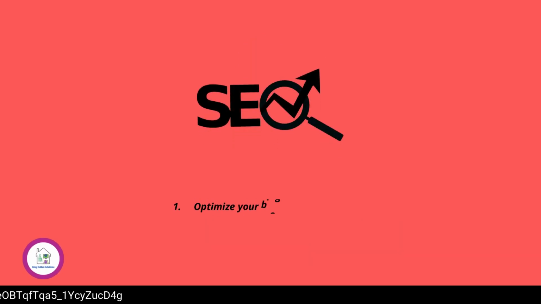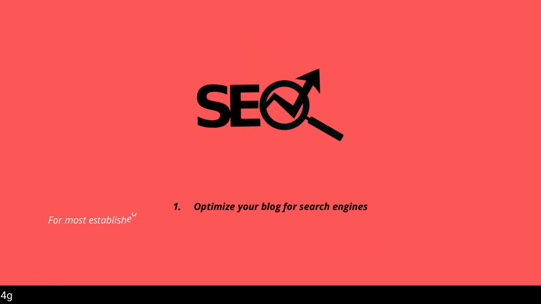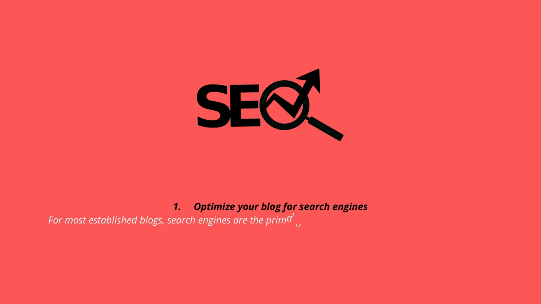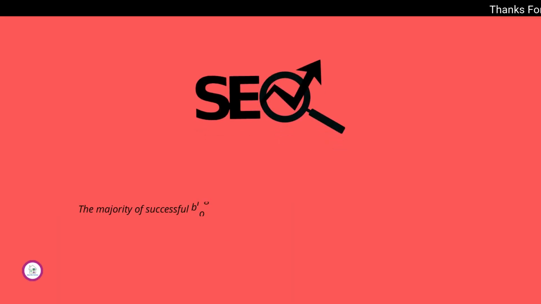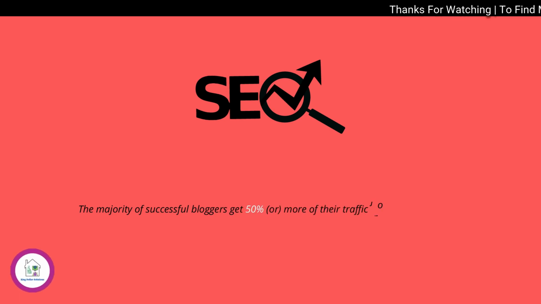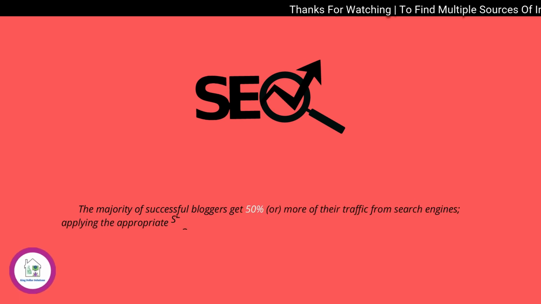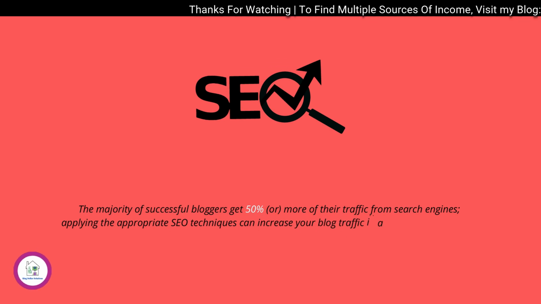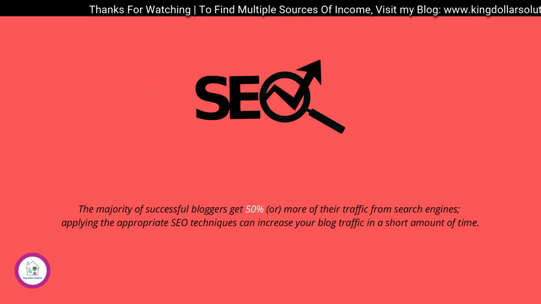1. Optimize your blog for search engines. For most established blogs, search engines are the primary source of traffic. Many bloggers ignore basic SEO, and as a result, they suffer from it. The majority of successful bloggers get 50% or more of their traffic from search engines. Applying the appropriate SEO techniques can increase your blog traffic in a short amount of time.